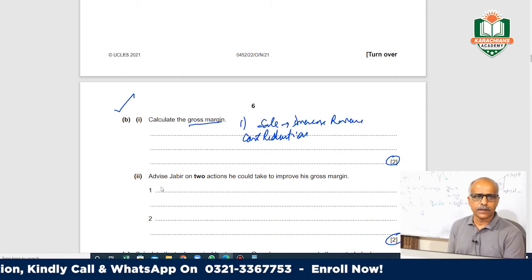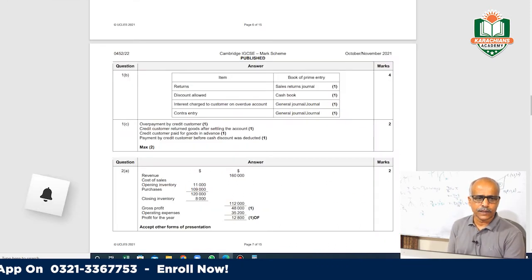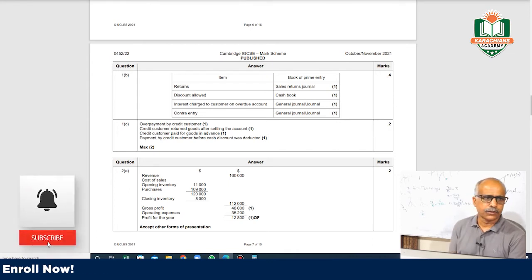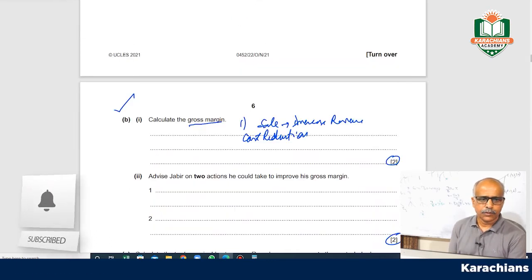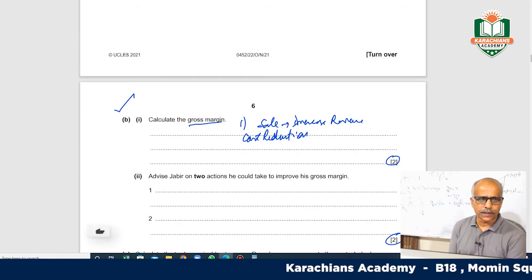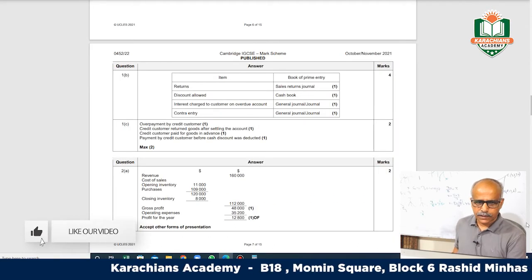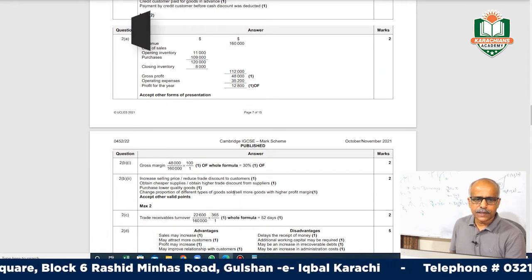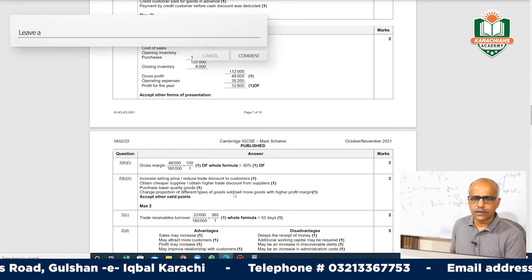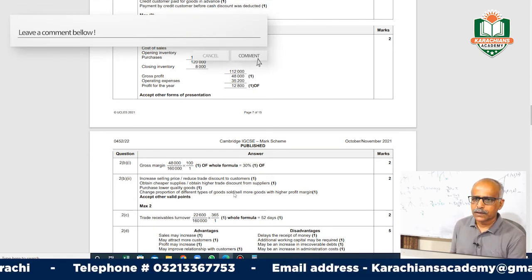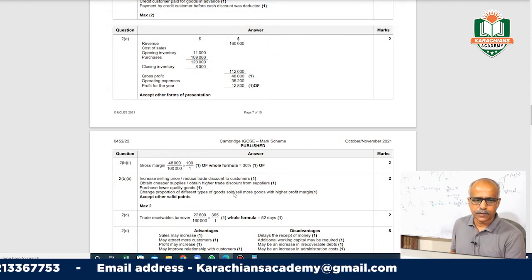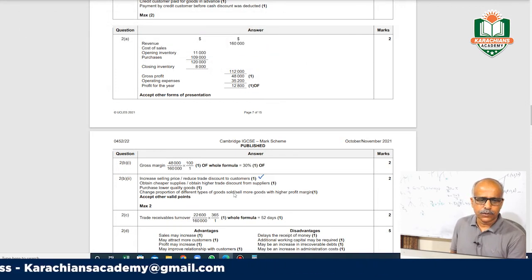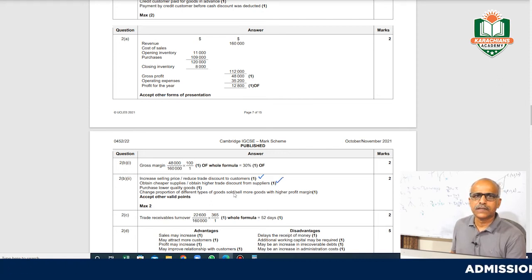Let's see what the marketing scheme is saying. This is B2, what the marketing scheme is suggesting to us. Increase sale price or reduce trade discount. This is what I have explained to you, so I already explained this. Obtain cheaper supplies, obtain higher trade discount from suppliers. The same, okay. Purchase lower quality goods.